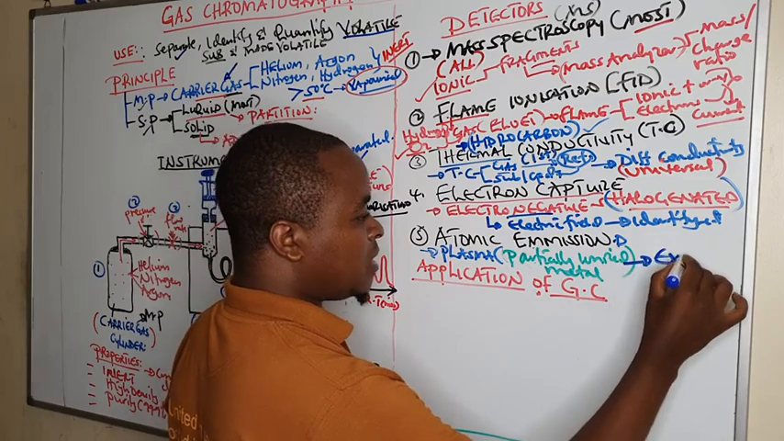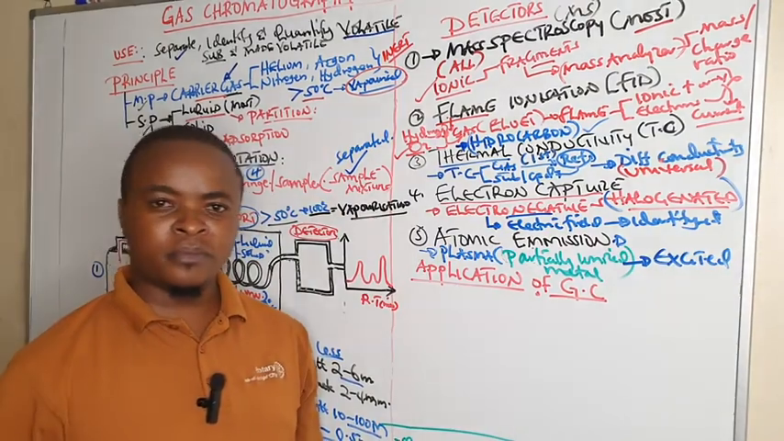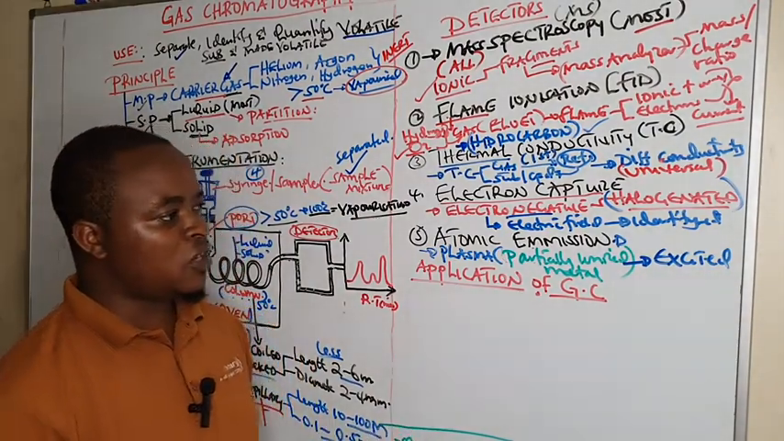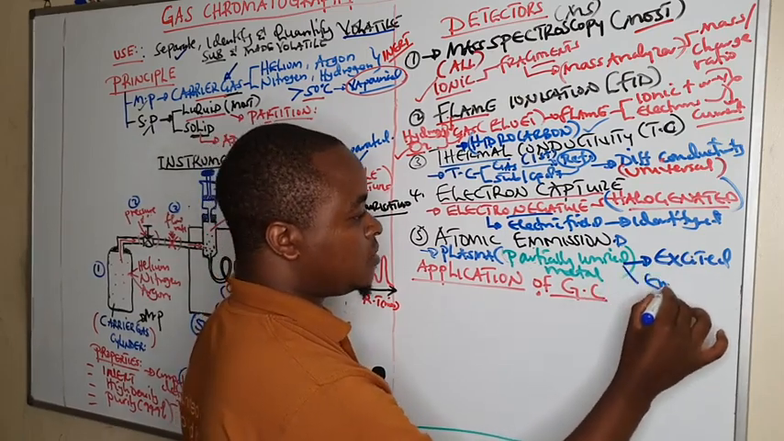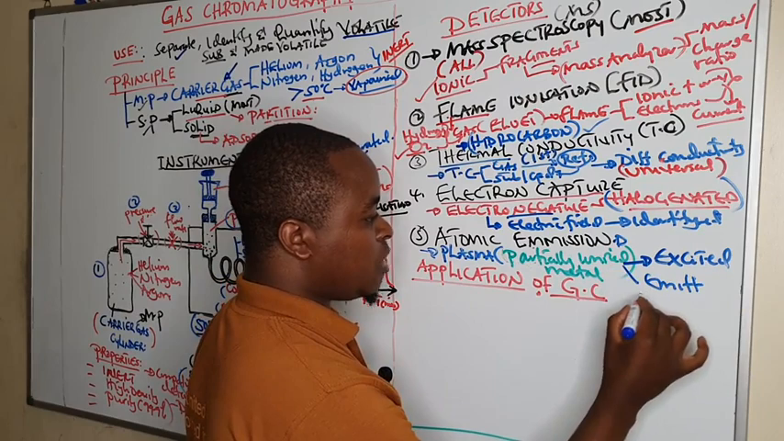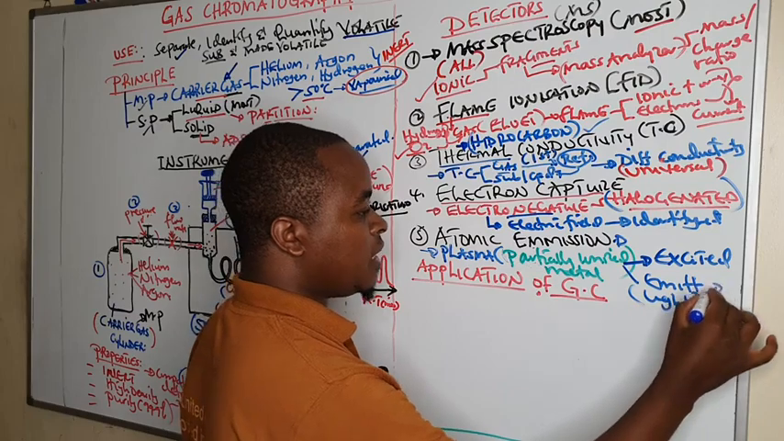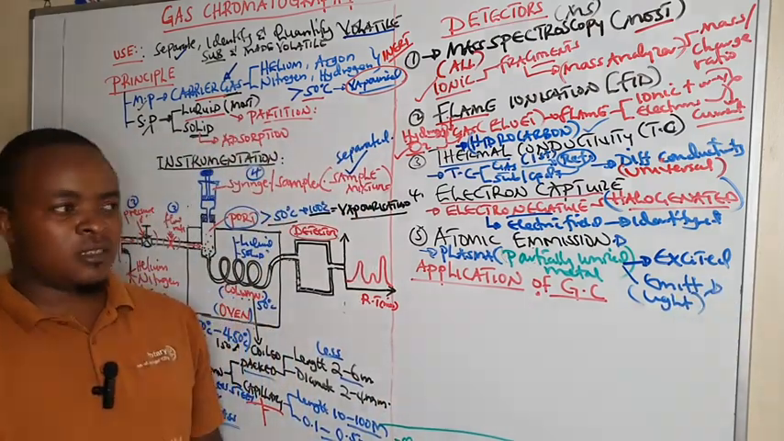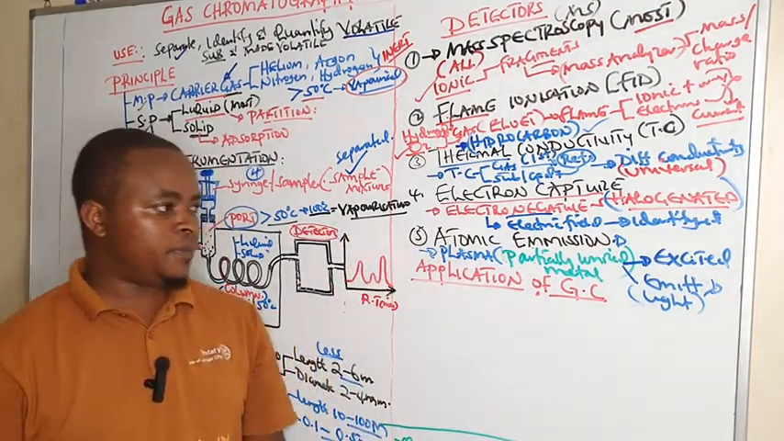So they are excited when they can be subjected to either a flame or anything which is burning or which can make them become excited, and they are able to emit photons of light. And these photons of light are the ones that are quantified. So this one is element selective.